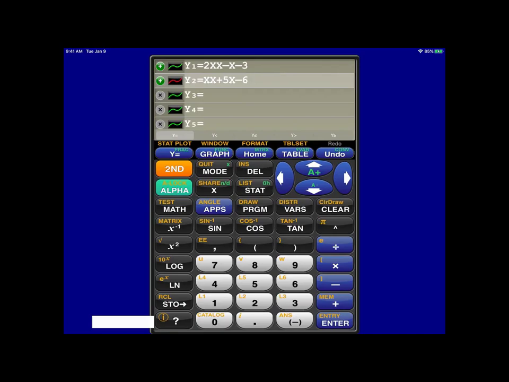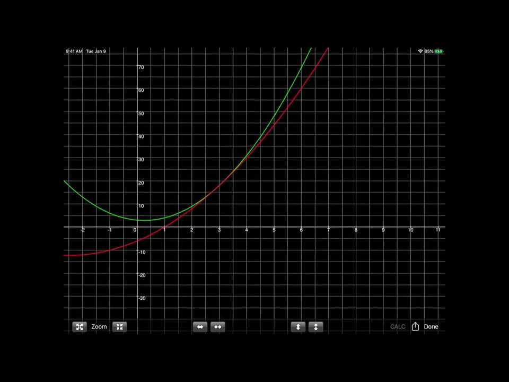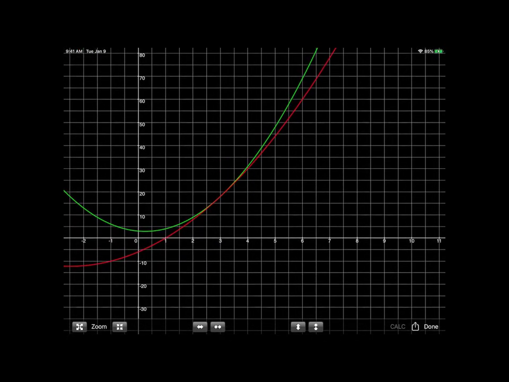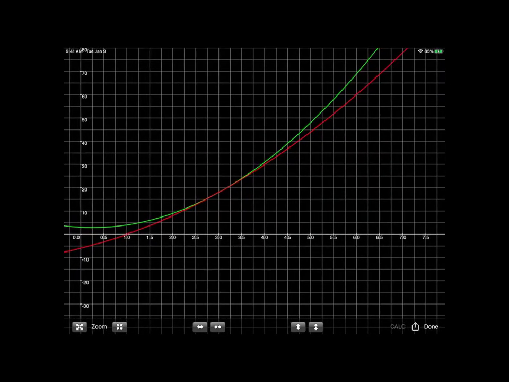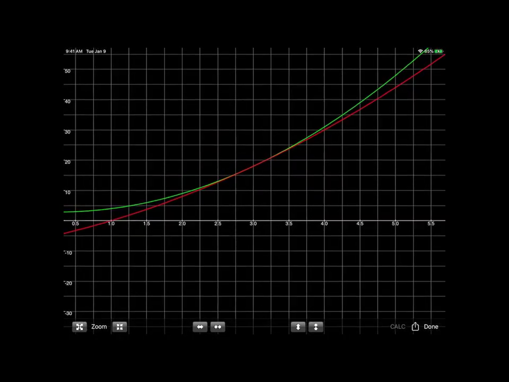Let's double check that we put this in correctly. 2x squared minus x plus 3. There's my mistake right here. Okay, there it is. There's our intersection, right? We said it was 3 comma 30, right? And it's not going through 30. Yeah, I had it on the screen.